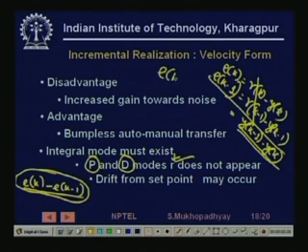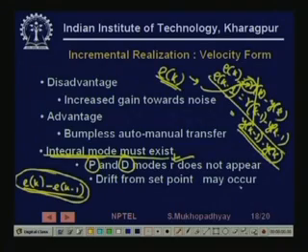So even if the output drifts slowly, because r does not appear, the total value of error is not reflected in the control input. But in the integral term there is an e(k) term, just simple e(k), so that contains r(k); r(k) is not cancelled. So it is said that generally when you implement digital controllers in incremental form, you should have an integral mode, otherwise the process may slowly drift from the set point without the controller taking corrective action.